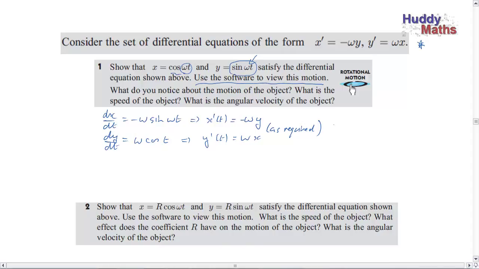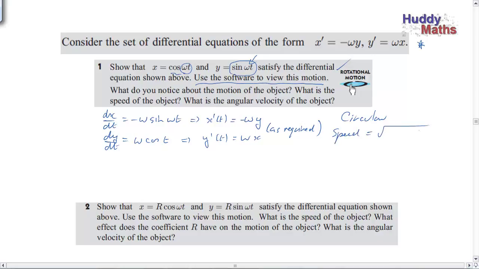Okay, so yes, we've done the first part. Okay, what do you notice about the motion of the object? What is the speed of the object? What's the angular velocity of the object? Well, the motion of the object is still in a circular path. Okay, what is the speed of the object? The speed of the object, well, let's have a look at speed.